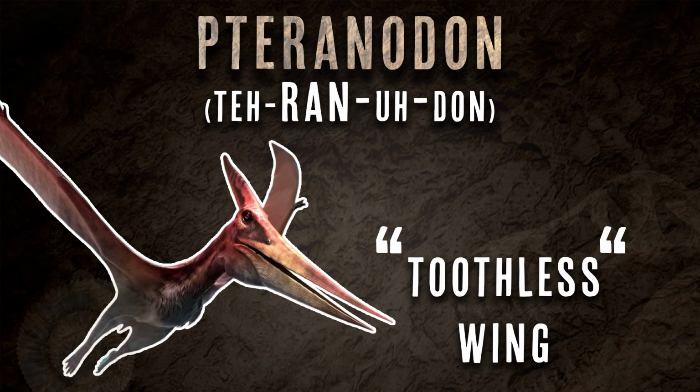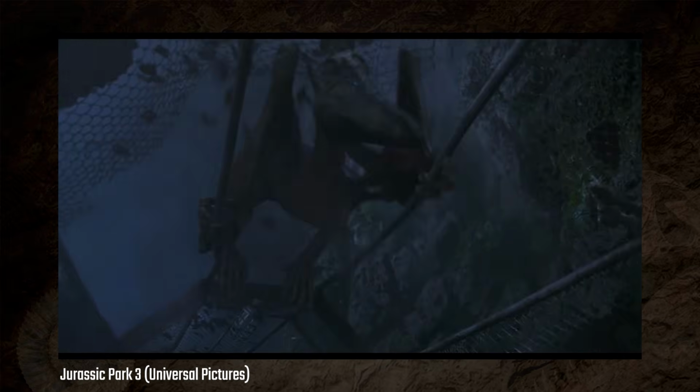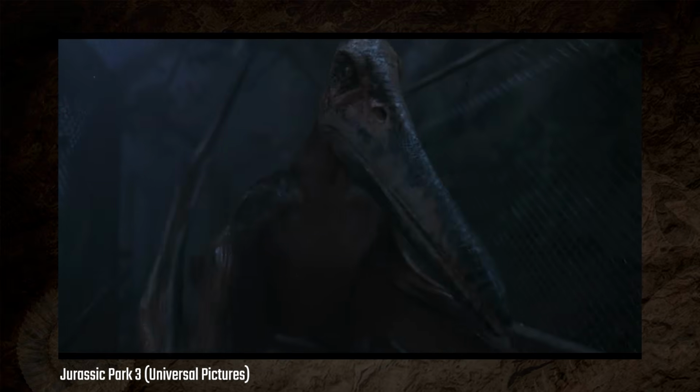First, Pteranodon means toothless wing. It is literally in the name. The Jurassic Park III Pteranodons had teeth, rows of them. This is not a minor oversight, this is the film ignoring the animal's most defining characteristic and its namesake.